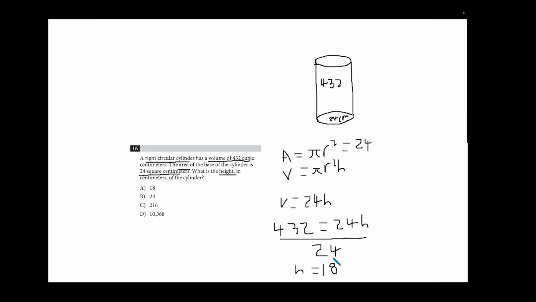Very simple problem. You just have to know what the area represents and how you can translate that into our volume equation.